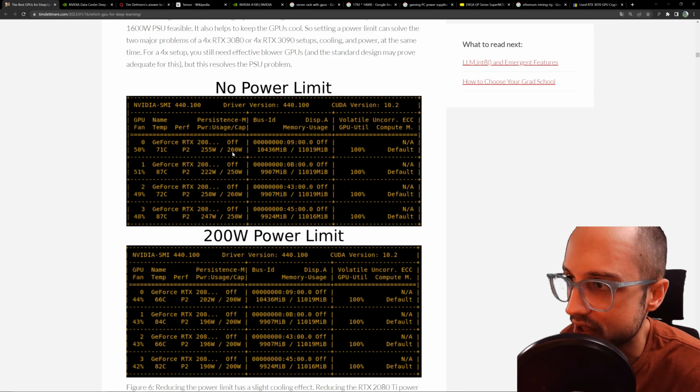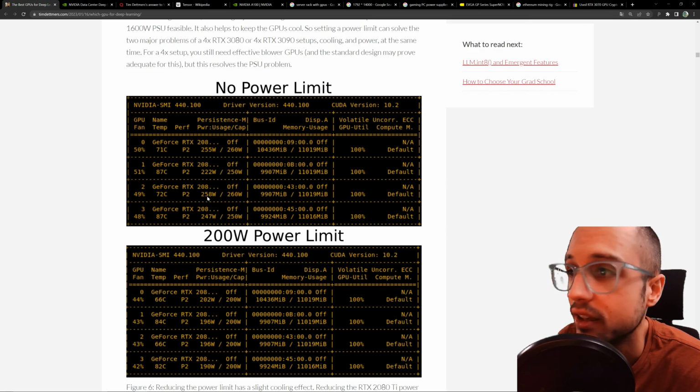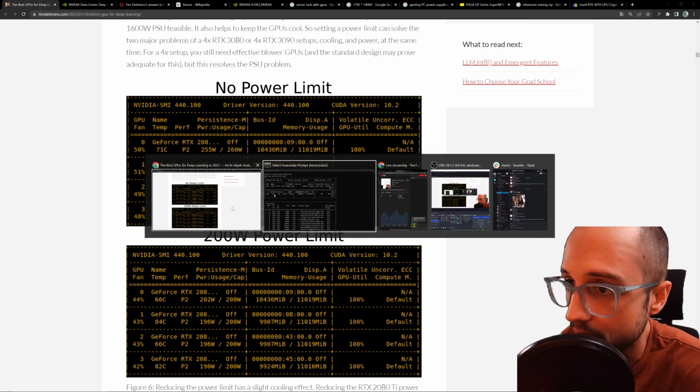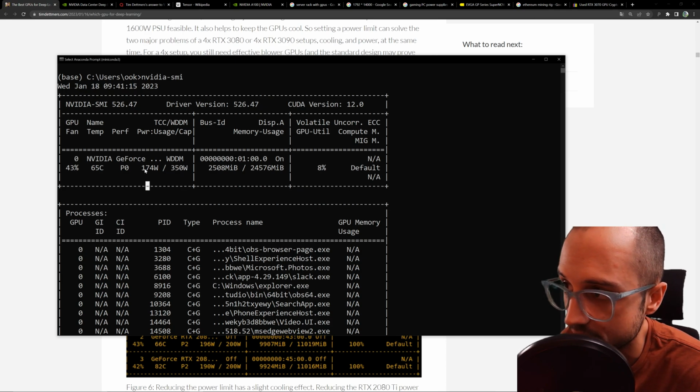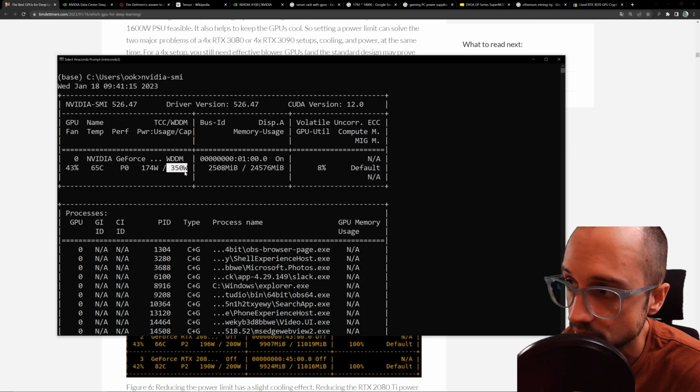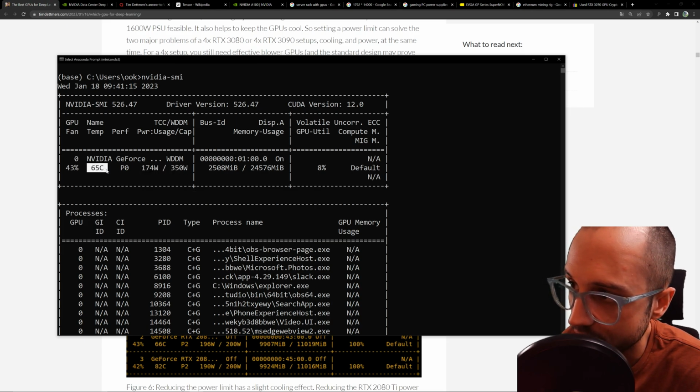So here you can actually see this number here, 260 watt, 250 watt, 260 watt, 250 watt, that's the actual power limit. If I look at my GPU, it's 350 watt, so it's not power limited. My GPU can consume up to 350 watts if it wanted to. Right now it's consuming 174 watts. This is the power consumption here. This is the temperature, and this is the memory utilization. Out of 24 gigs of global cache, as we learned, it's only using 2.